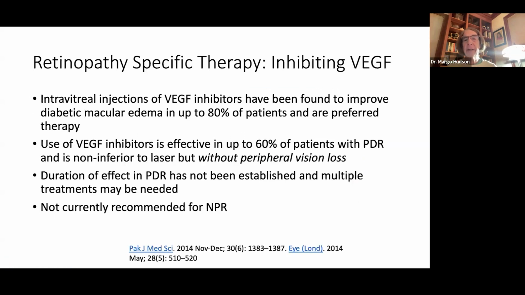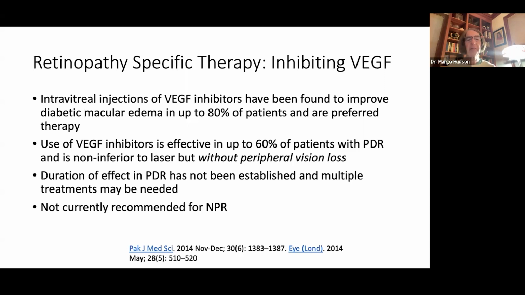So what about inhibiting VEGF? I'm not sure if you have any patients who have had this. Certainly I have seen patients who get this. Intravitreal injections of VEGF inhibitors have been found to help diabetic macular edema in up to 80% of patients and are the preferred therapy. Use of VEGF inhibitors is effective in up to 60% of patients with proliferative diabetic retinopathy.